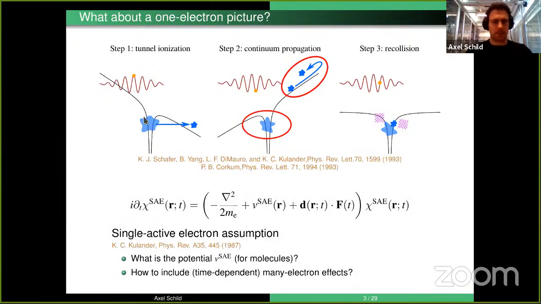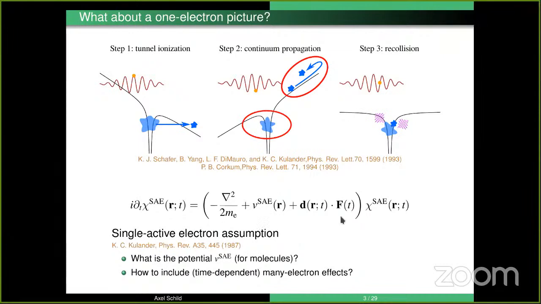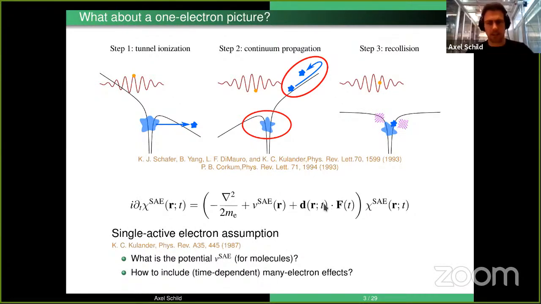Now, what about this single electron picture? Many calculations or models are based on such a single electron picture. I call it the single active electron assumption, where you have a wave function of one electron, and this is propagated in an effective potential with some additional interaction with the laser field. Here in the length gauge and the dipole approximation, which can also be different, but the main point is that you have this one electron potential, and you want to use this to simulate your system. If you look at this, you may ask yourself, what is this potential? Where do I get this from? For atoms, we know what's relevant, and we can guess or come up with a sensible potential.